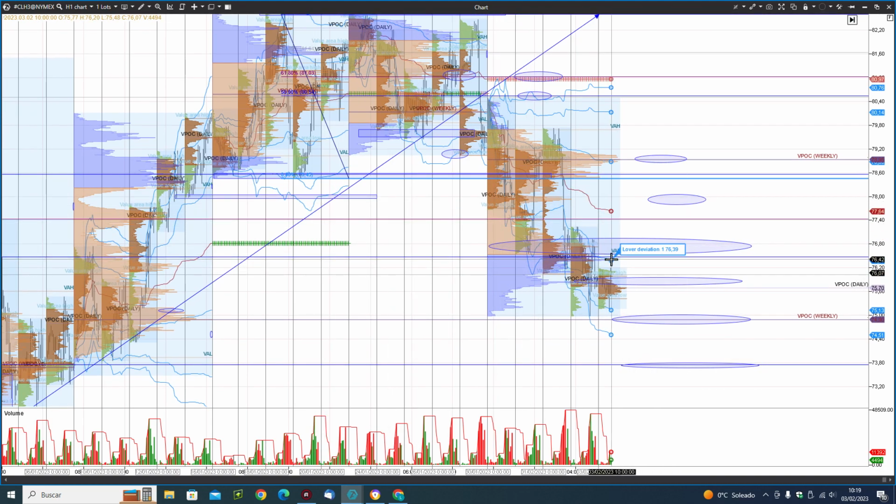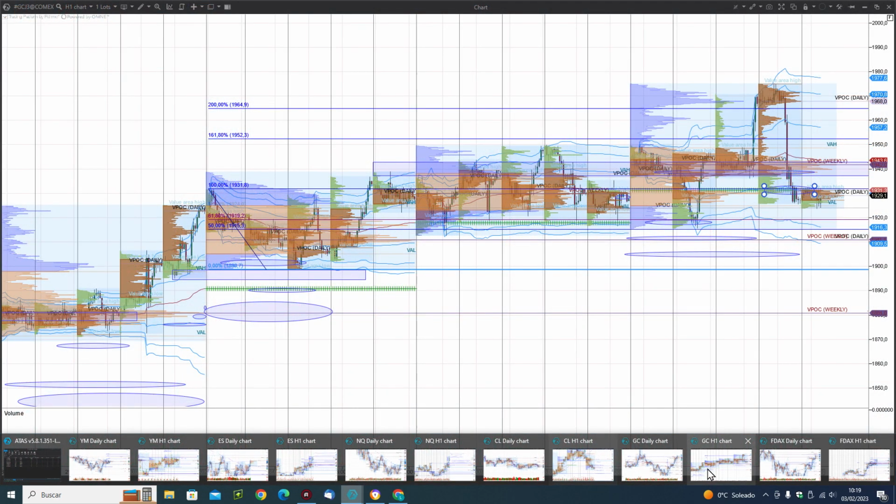Well, here there is a high volume node, 76.42, and then this zone of final of weekly VWAP, 76.80. So we have marked it with an ellipse. Next step, this price action zone with high volume node at 77.93, and the last one, it's about 78.94, 79.